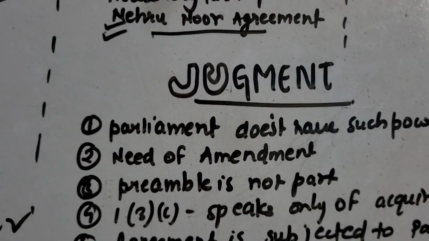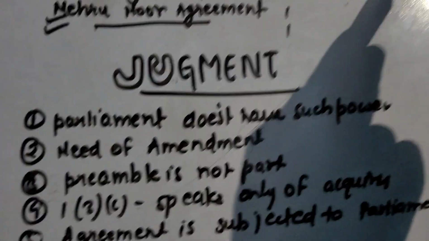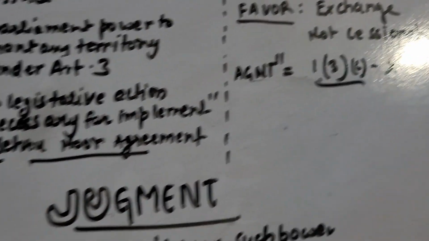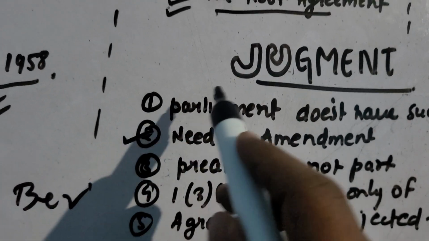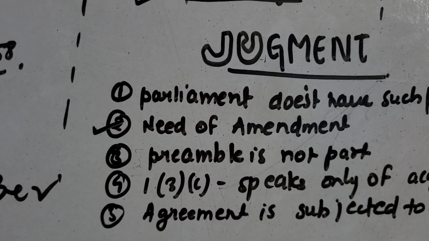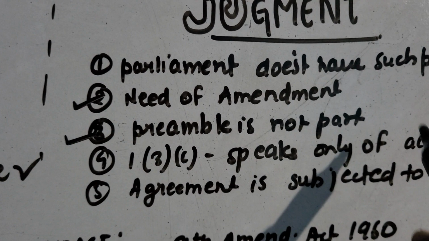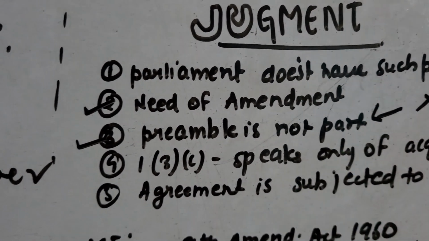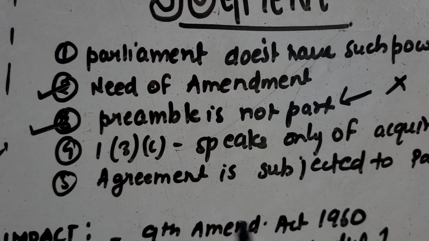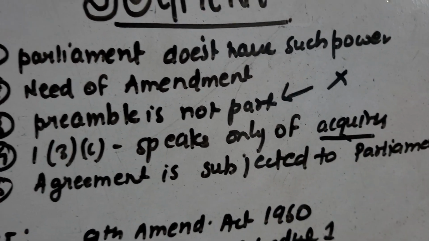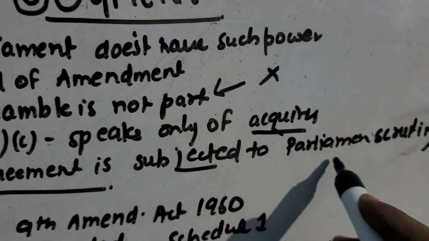So the judgment came out in favor of this, that the Parliament does not have such power under Article 1 Clause 3 Subclause C. Further, there is a need for an amendment whenever you are doing some action regarding the territory of India. You need to do an amendment. Further, the Preamble is not a part of the Constitution. This is the point which was afterward diluted. Then Article 1 Clause 3 Subclause C of the Indian Constitution speaks only of acquiring the property, the thing that I have told you. And the last is that any agreement is subject to parliamentary scrutiny.